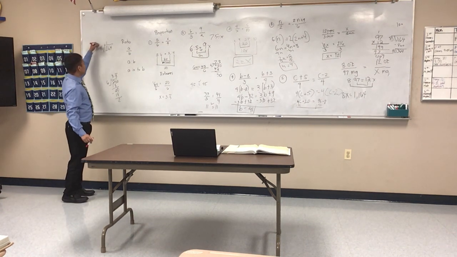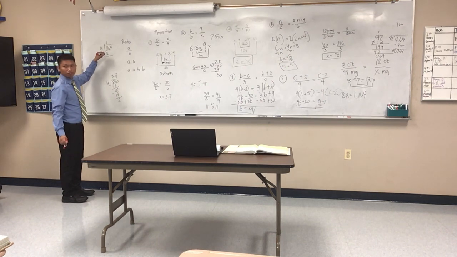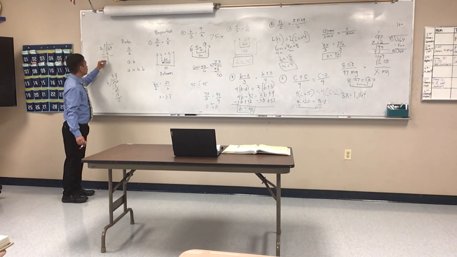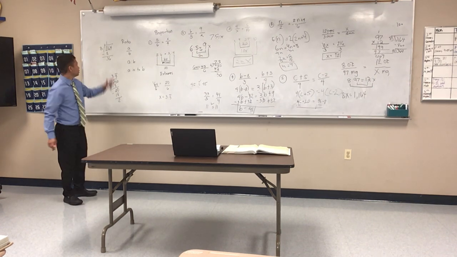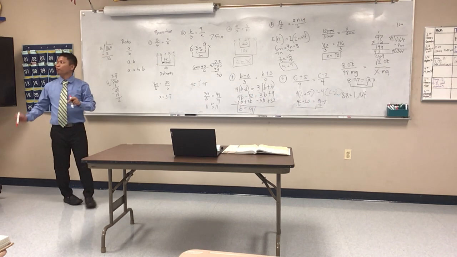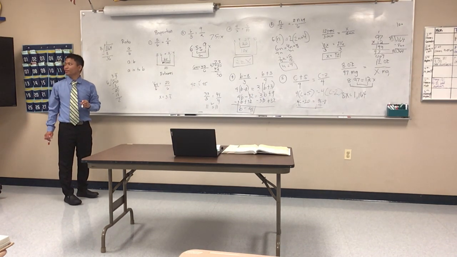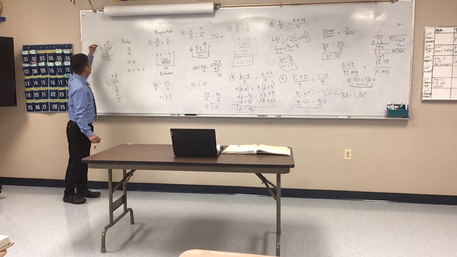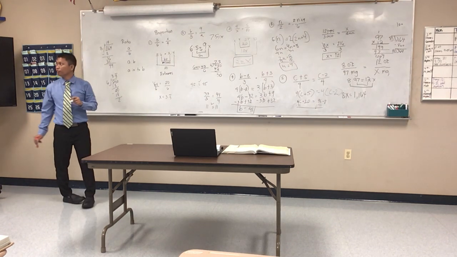1 times 8, this is 8, right? So 11 minus 8 equals 3. Bring down 6. Just bring down 1. 36 divided by 8. How many 8s are there in 36? 8 times 4, so 32. Then bring down 4.